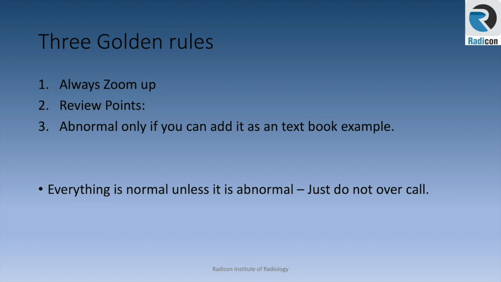Golden rule number 3, which is the most important rule. Do not overcall. It means that each image is abnormal only if you are 100% sure of the abnormality. Being 100% means that you can make a $10,000 bet that this is abnormal. It may sound inappropriate, but I'm going to insist. If you cannot make a $10,000 bet on this fracture or abnormality, then it is not present. Everything is normal unless you are really sure that this is abnormal.